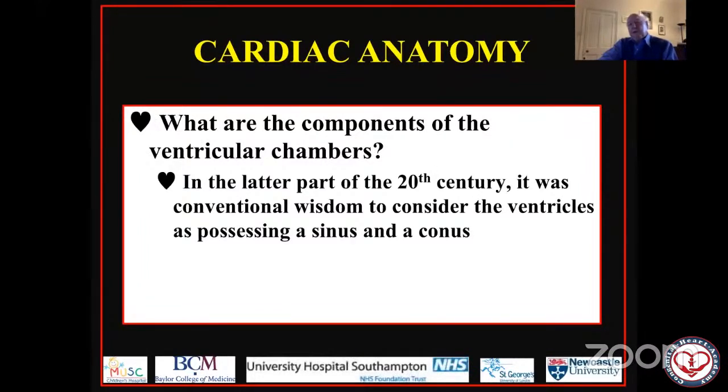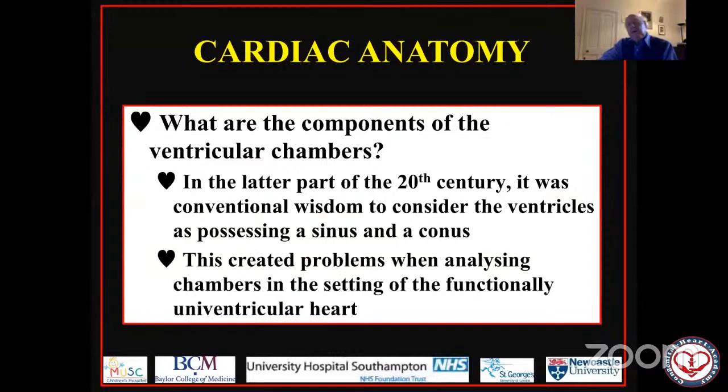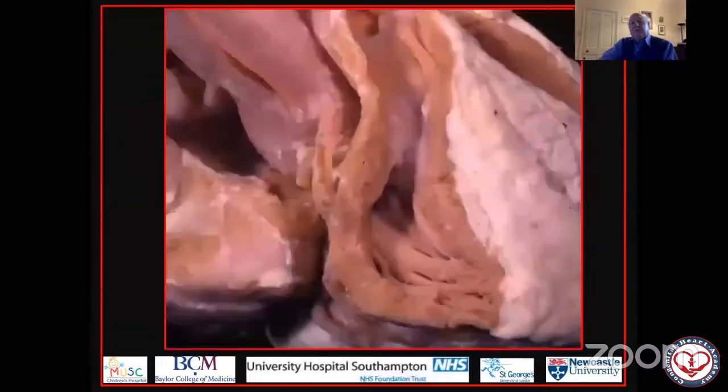And here we come to a potential problem. Because when I started in this field, which was the beginning of the 1970s, conventional wisdom at that time was that we could discuss and consider ventricles as possessing sinuses and conuses. And there are still some who think about it in this way. But to me, when I began to analyze congenitally malformed hearts, particularly those that we now call the functionally univentricular arrangement, I came across problems. So let me share briefly with you the problems that confronted me at that time.